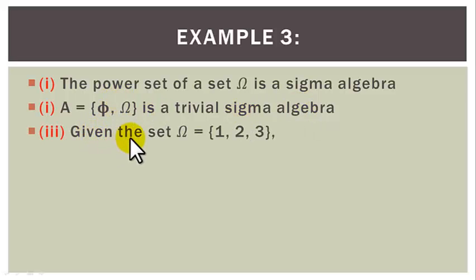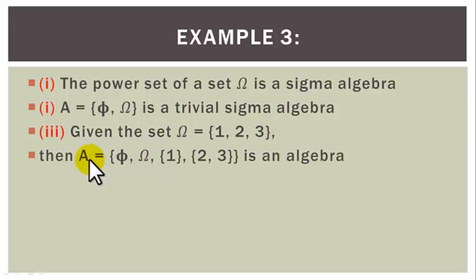3. Given the set omega of the elements 1, 2, and 3, then A equal to the set consisting of the elements empty set, omega, the set containing 1, and the set containing 2 and 3 is an algebra. You can verify that the 3 conditions for a class of sets to be an algebra are satisfied. As you can see in this set, empty set and omega are elements of A.